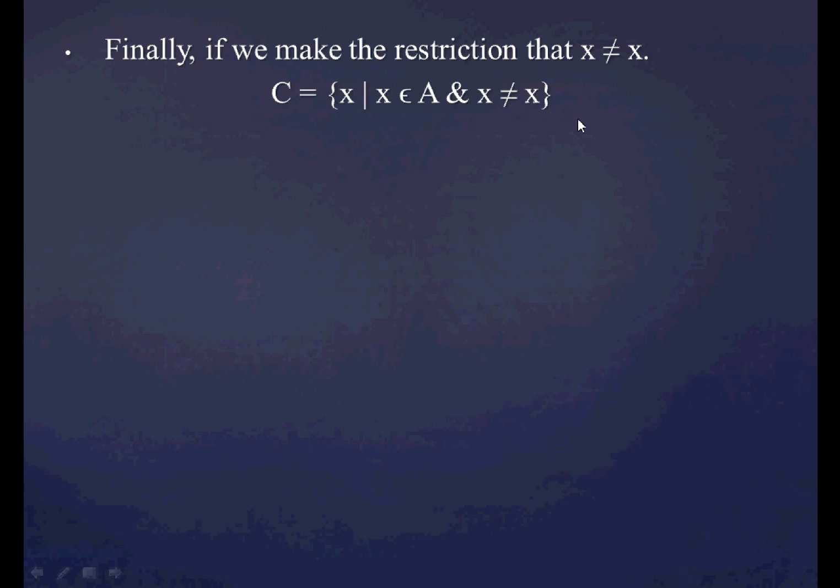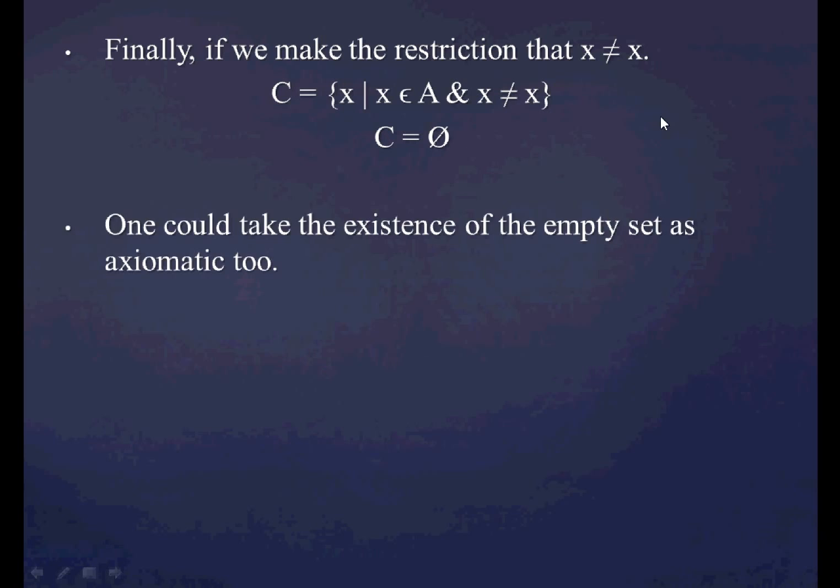So the answer is none. There's no object that satisfies that requirement, just because this is a contradiction here. X is not equal to X. So C is going to be the empty set. Since no objects satisfy that condition, and we've said that this set has got to exist by the subset axiom, then the set can't have any members in it, aka the empty set. So what I'm arguing is that the subset axiom guarantees the existence of the empty set.